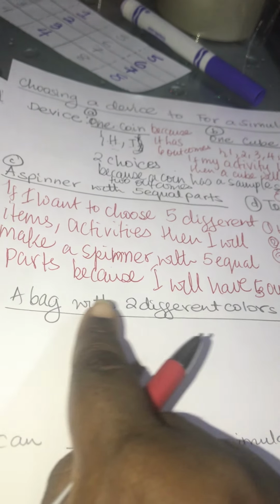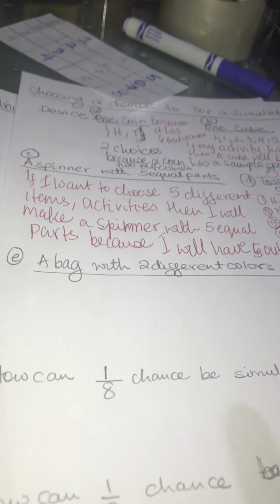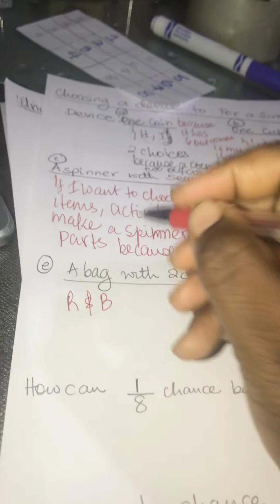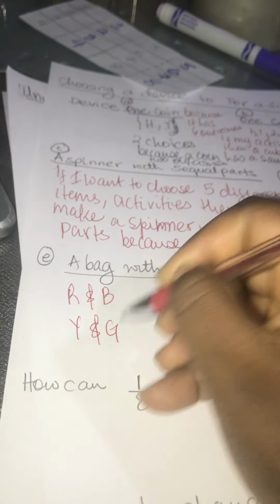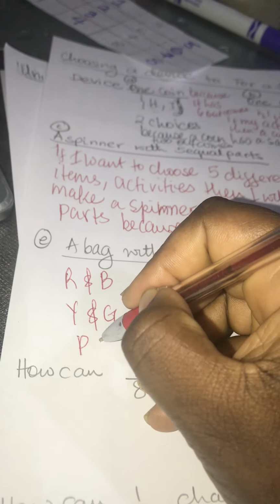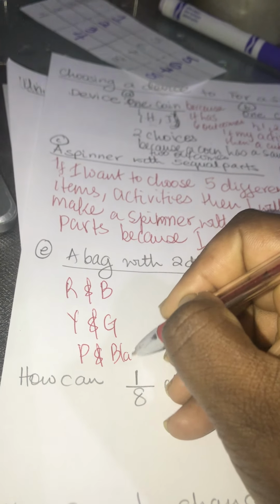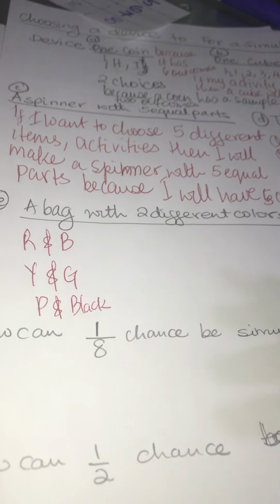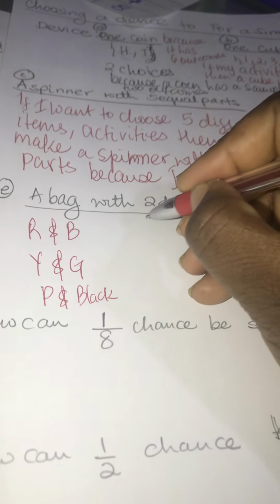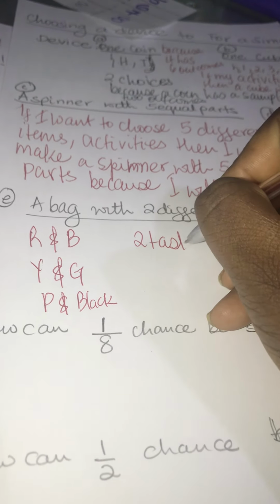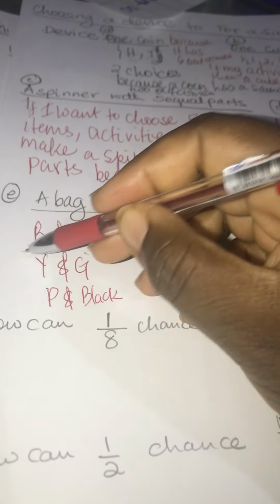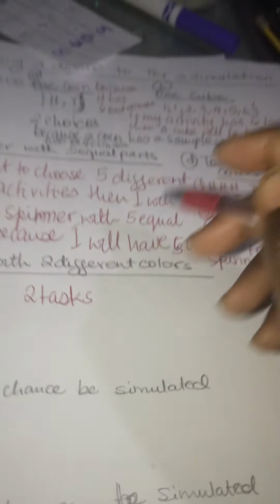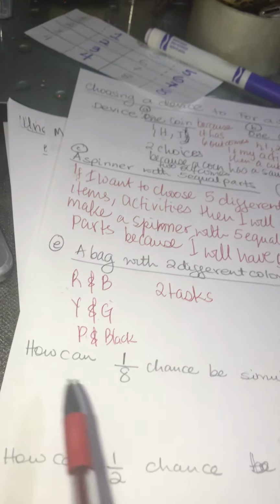Okay? A bag with 2 different colors. So your bag has red and blue, or yellow and green, or pink and black. So you will do this if your activity requires you to do 2 tasks. If you have 2 tasks, then you will use 2 colors. If you have 3 tasks, you will use 3 colors. Okay? Like that.